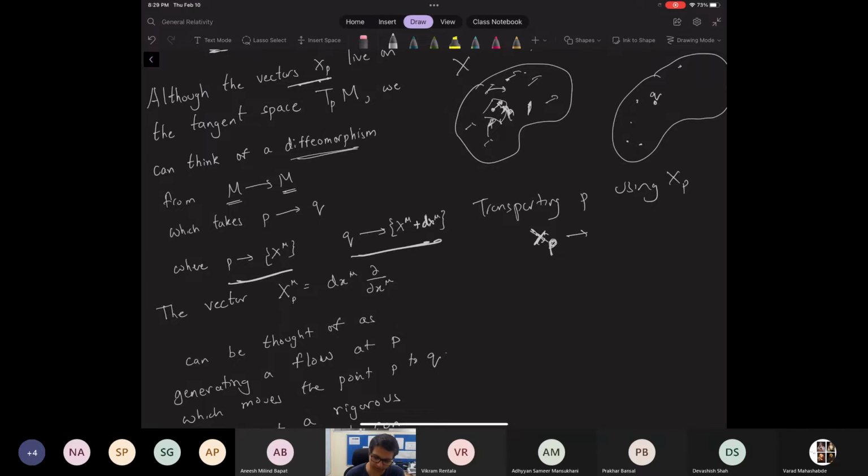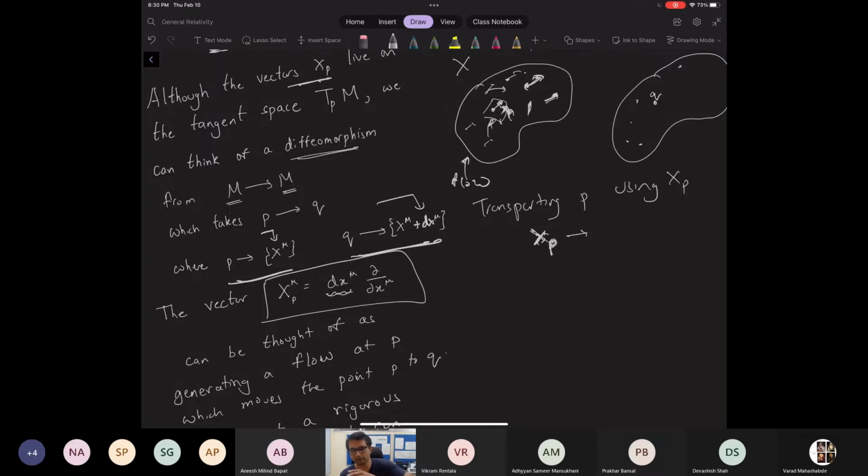We are now formally showing that this vector x mu with this coefficient dx mu will move the point P with coordinates x mu to a point Q with coordinates x mu plus dx mu. You can think of this motion as some kind of flow, where these arrows, which are the vector field, represent sort of velocity vectors.